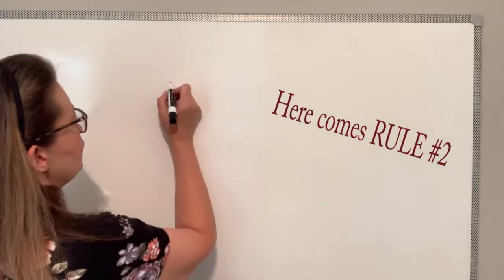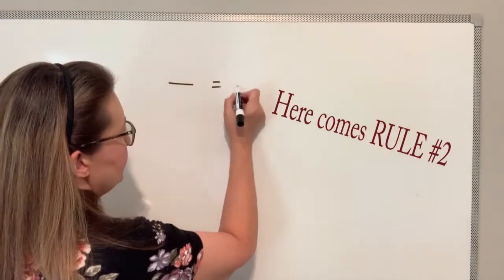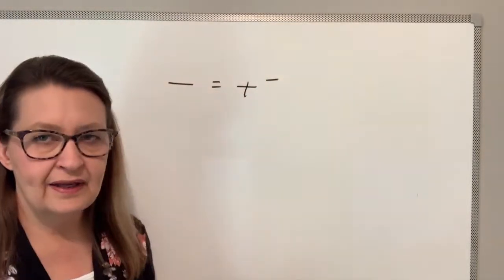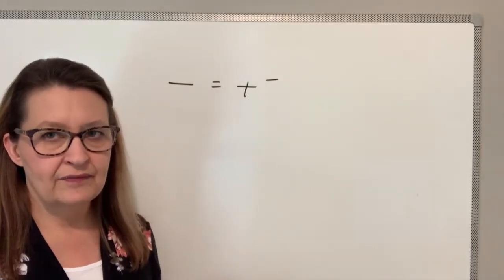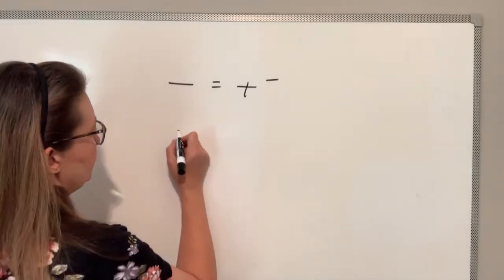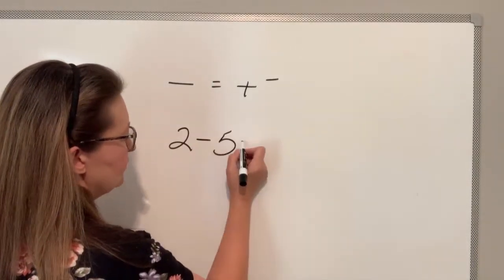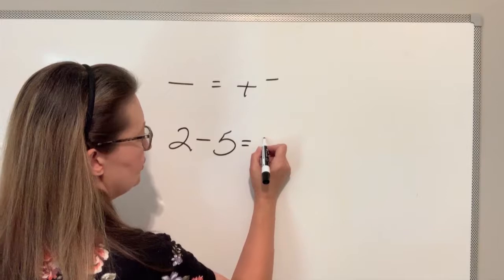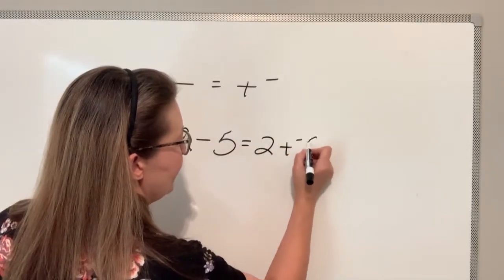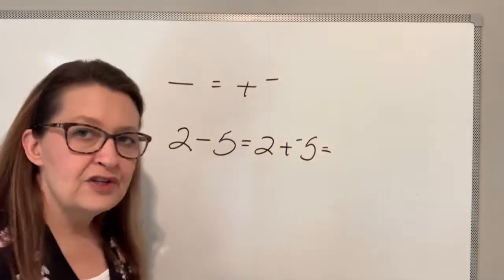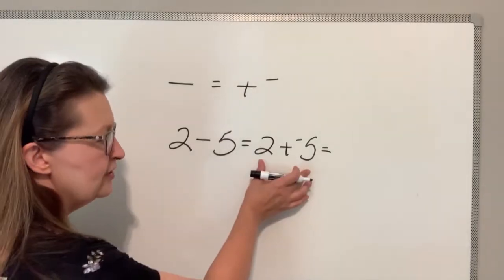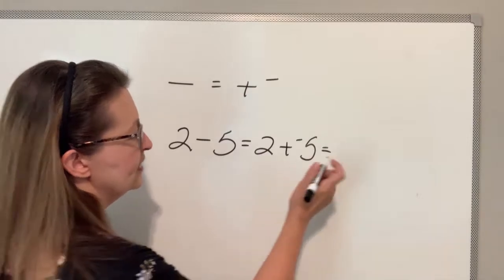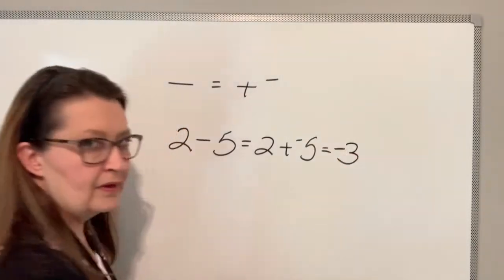Here's your rule for subtraction. Change all of your minus signs into plus a negative. A minus is the same thing as adding a negative, okay? So here's how you do this. If you have 2 minus 5, you can change this to 2 plus negative 5. Then you just apply those 2 addition rules that we had previously. I've got different signs, so I'm going to subtract and take the sign of the larger number, okay?